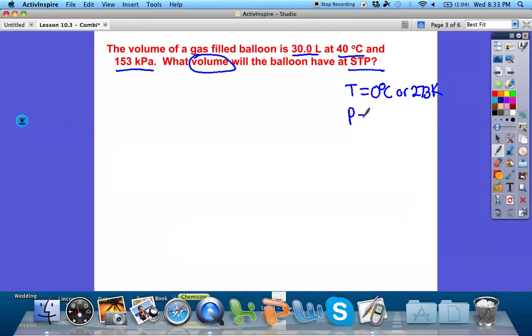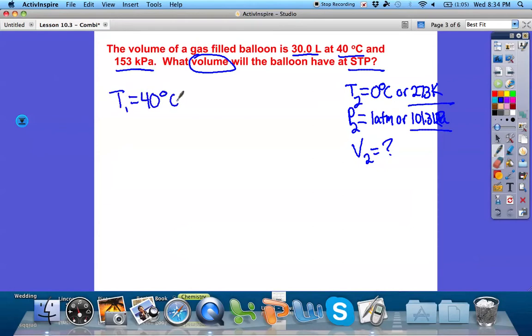Standard pressure is 1 atm or 101.3 kilopascals. So these are effectively our T2 and our P2. We're looking for V2. That's what we need to find. And for T1, we have 40 degrees Celsius.